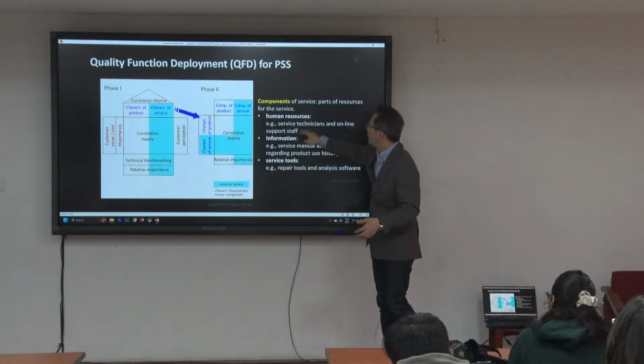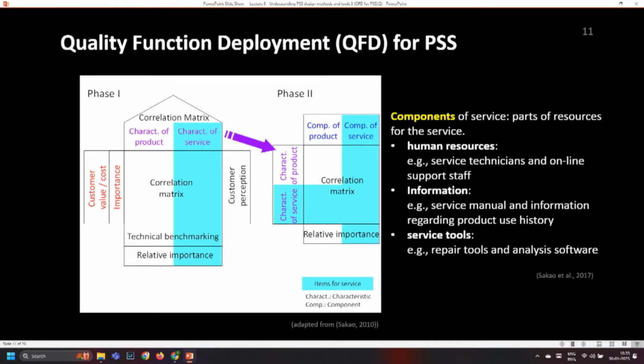So by looking at examples for each category, I think you will better understand. For example, service technician. This belongs to the human resource category. This is an entity required for a given service. And online support staff, and so on. Information is another type of component. Service manual, information for the product usage history, database, that belongs to information. And service tools could be, for example, repair tools, physical tools, and it can be data analytic software.